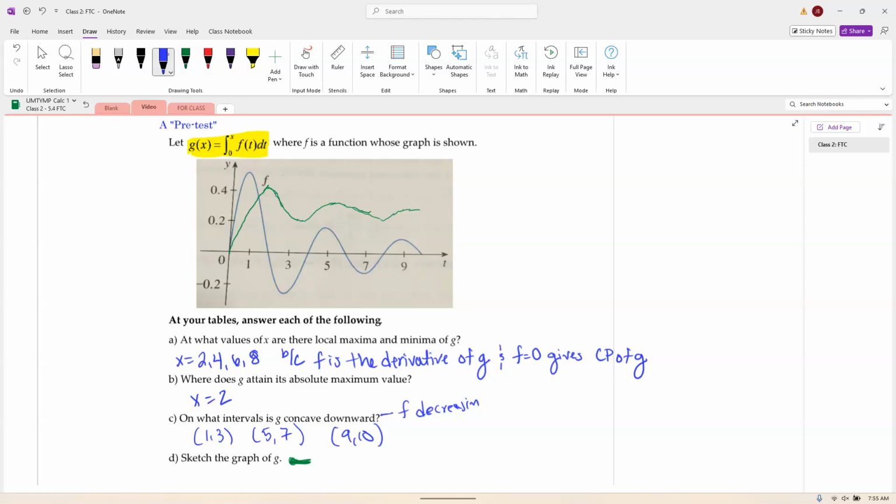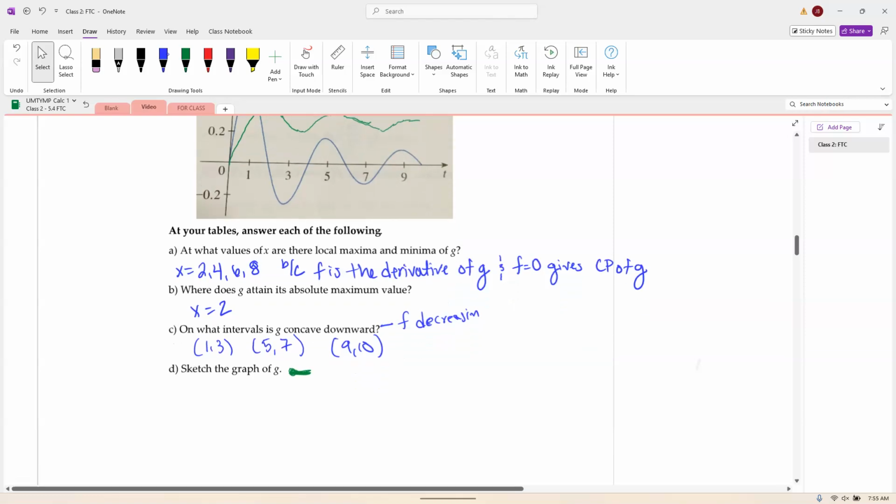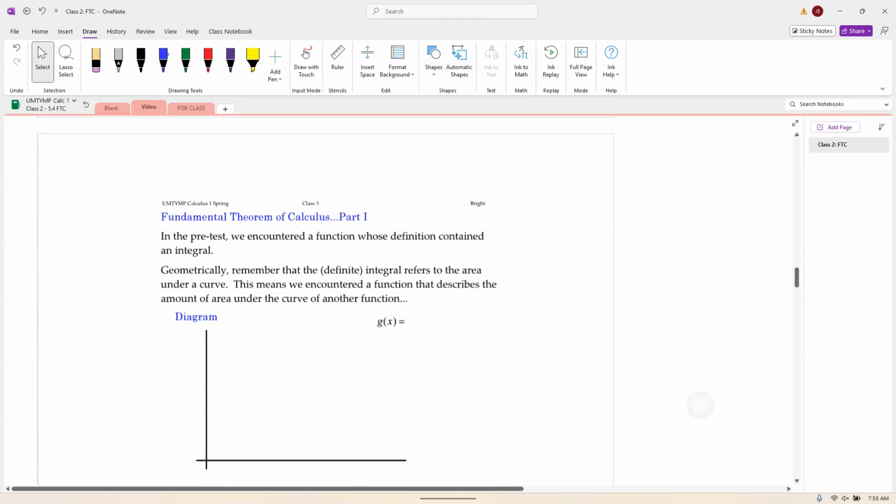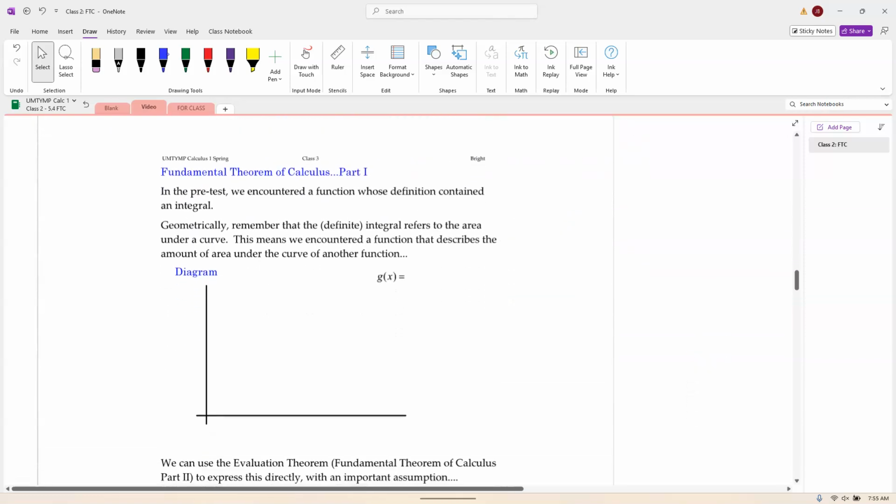All this helps me assemble the graph. But hopefully that pretest went okay. And we're going to extract some of the ideas there to get started on the fundamental theorem of calculus part 1. The big idea in the pretest was to introduce a function that was defined using an integral. And that can happen. As I mentioned, this was an accumulation function. We're adding all areas since that solid endpoint.